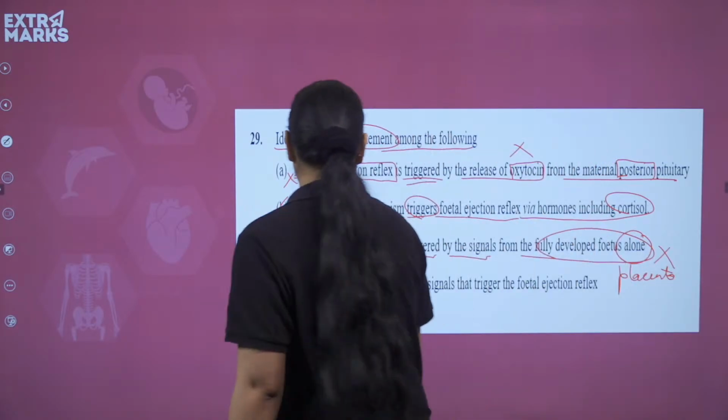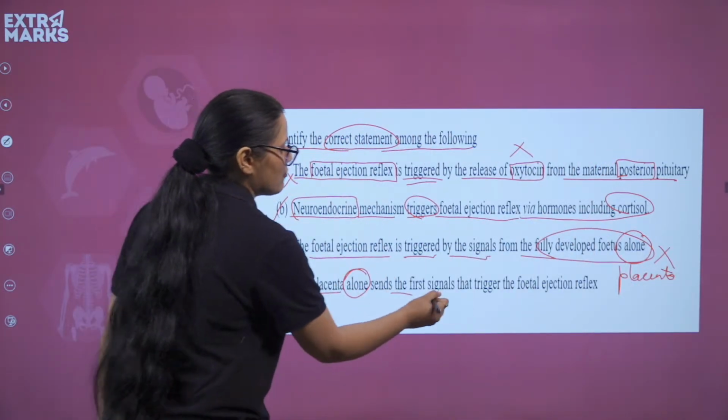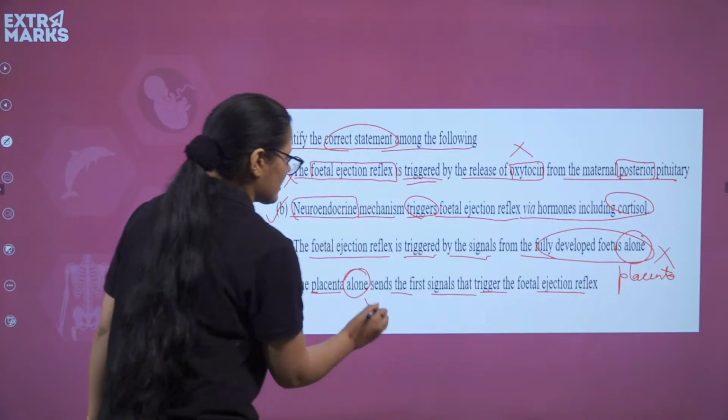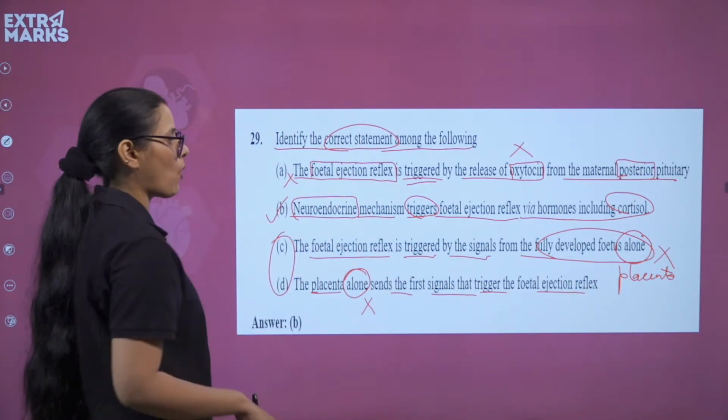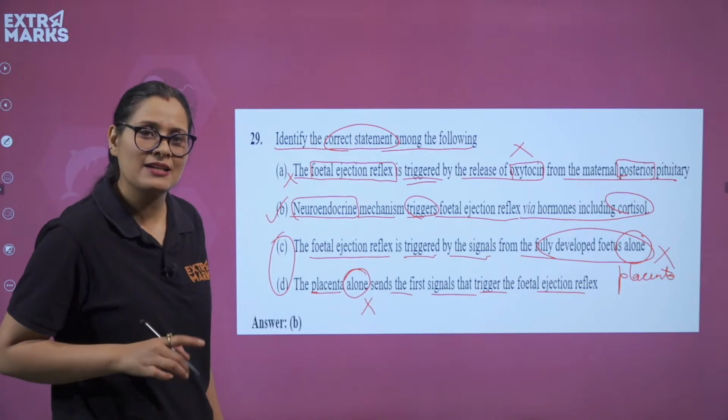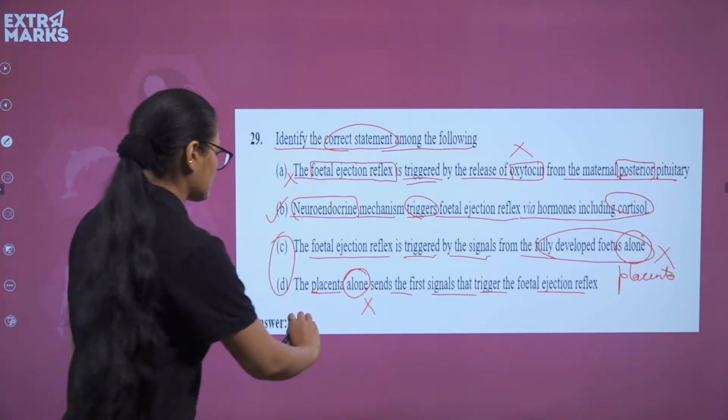The last statement, that the placenta alone sends the first signal and triggers the fetal ejection reflex, is also correct, because it is both the fully developed fetus and the placenta that give this signal. So the answer is option B.